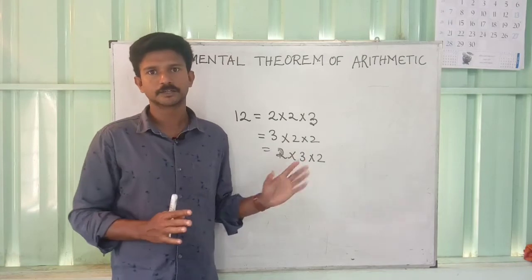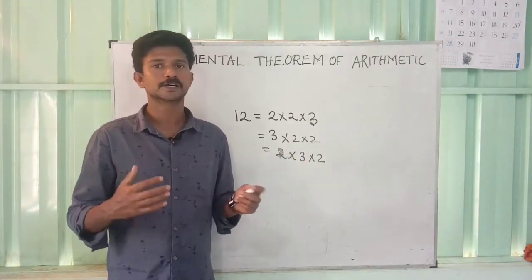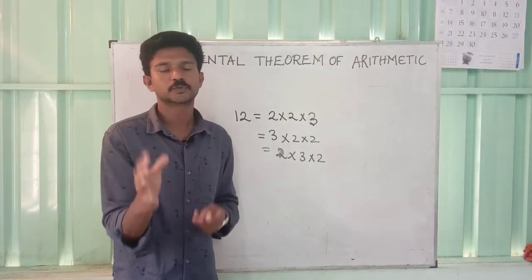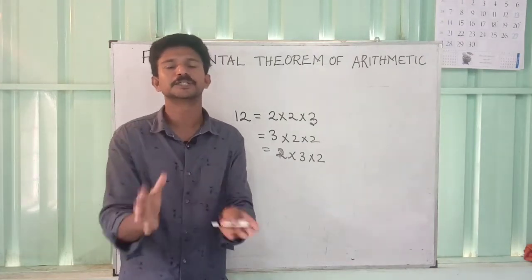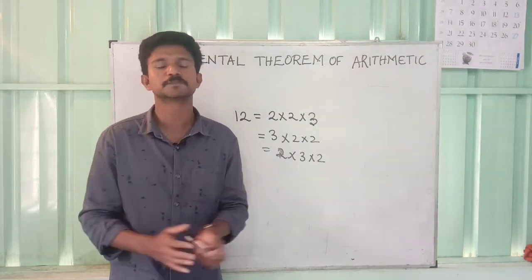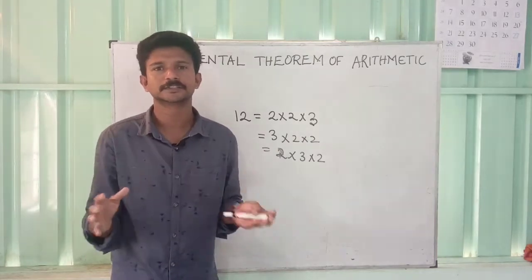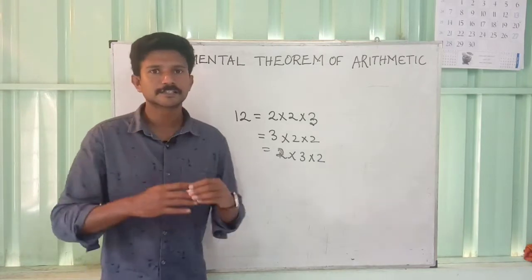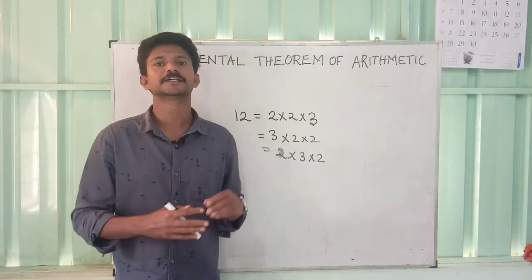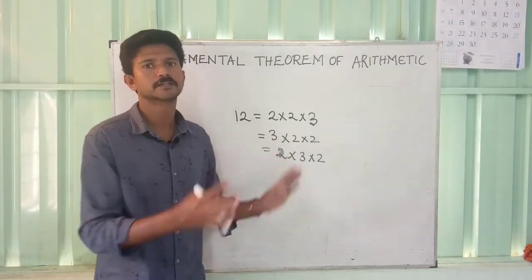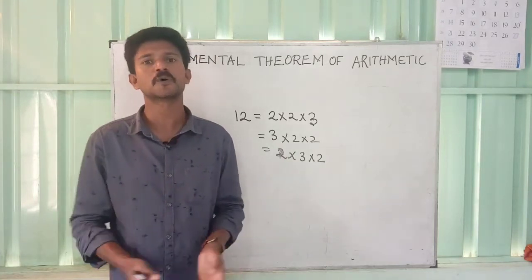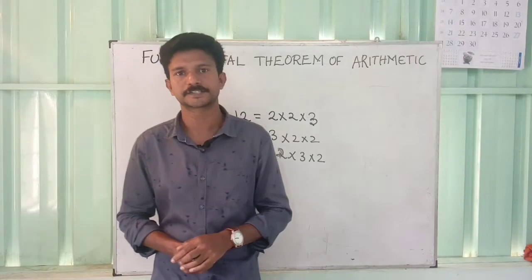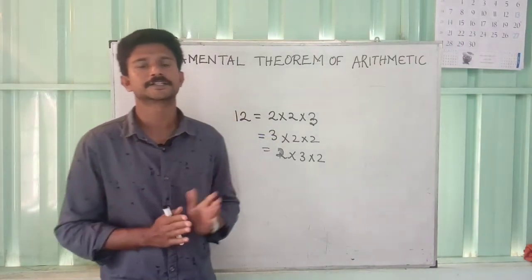It is unique. Unique means, for example, you who are watching me are a unique person. There is no other person like you in this world, right? That is what we say is unique. So for 12, there is no other way of writing other than this, apart from changing the order. This is what the fundamental theorem of arithmetic says, the topic we are learning.